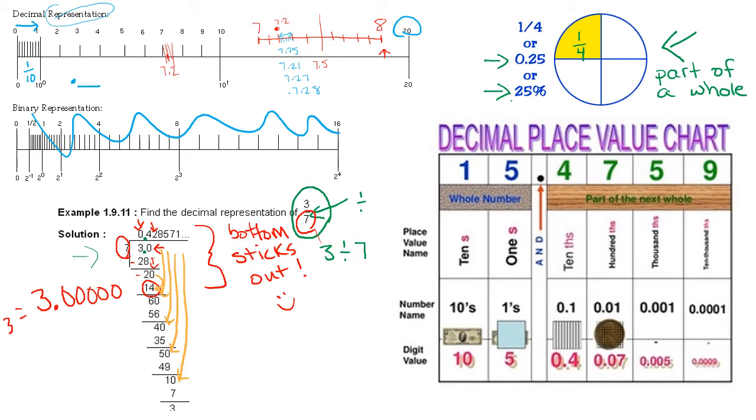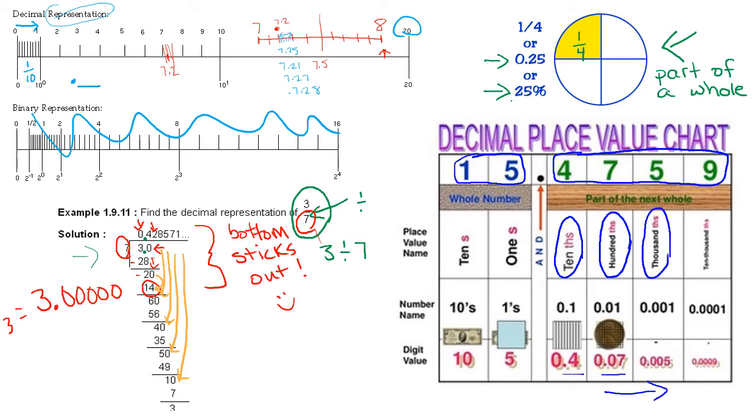Lots of different ways to show what a decimal means. So the 15 in this case is the whole number, and then this 4759, that is the decimal part. And they're saying that the 4 is in the tenths column, so that means 0.4. The 7 is in the hundredths column, so that means 0.07. The 5, look how everything's getting smaller and smaller as we go this way. The 5 is in the thousandths. It's just a tiny little dot right there.